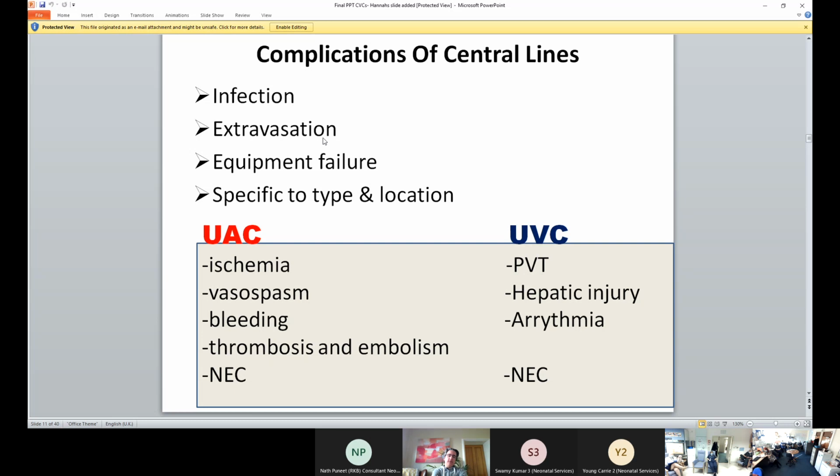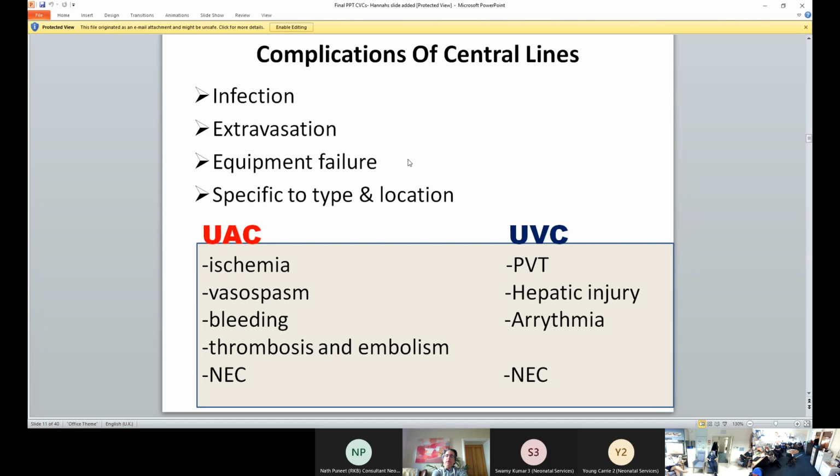The second complication is extravasation. That is a rare complication, but it can be fatal, a very serious complication. Fortunately, it doesn't happen frequently. And the complication depends on where the extravasation happens. So if it happens in the liver, it can lead to liver abscess. If it happens in the heart, it can lead to cardiac tamponade and can be fatal in this situation.